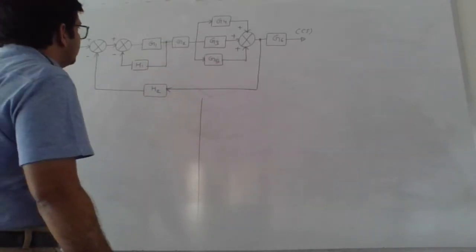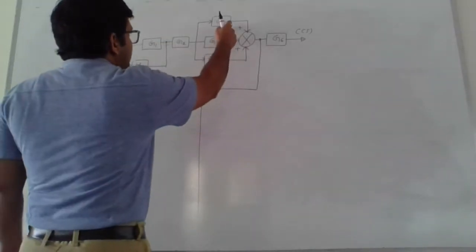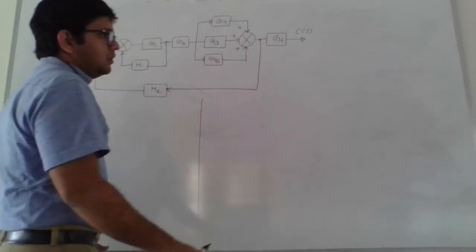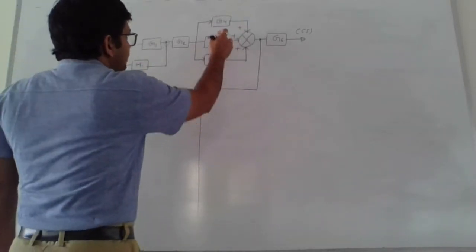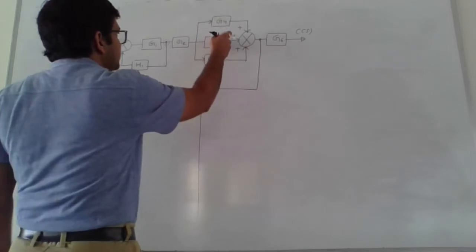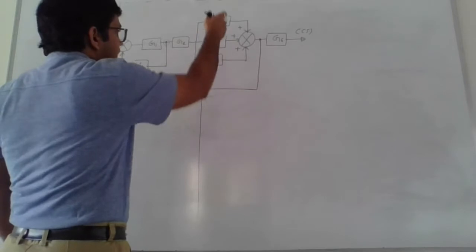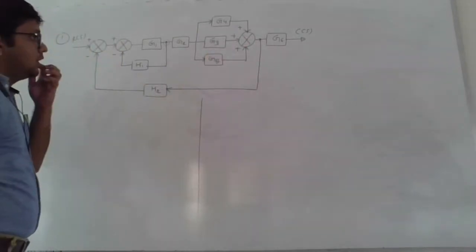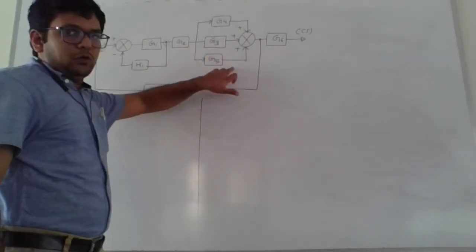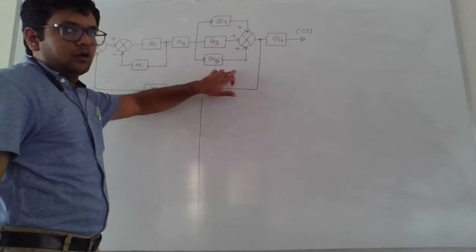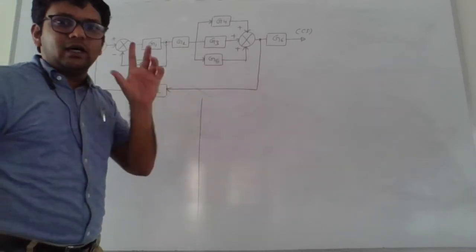Now let us try to examine whether these three blocks are connected in parallel combination. Now if you see the connection of G3, G4 and G5 block, all the three blocks are connected in parallel configuration. So definitely here we need to apply rule number 2 in order to convert this particular combination into a single block.